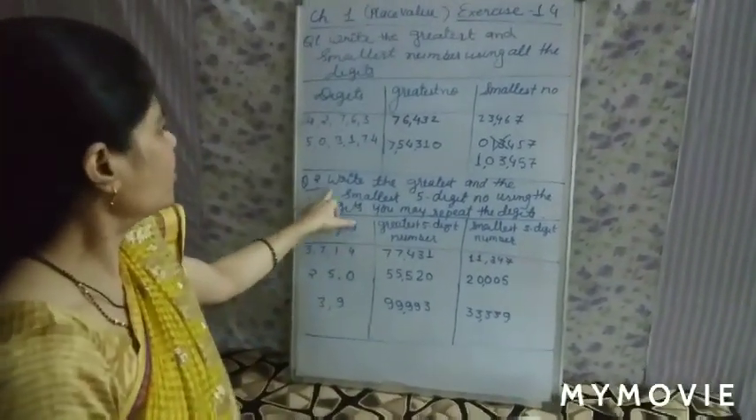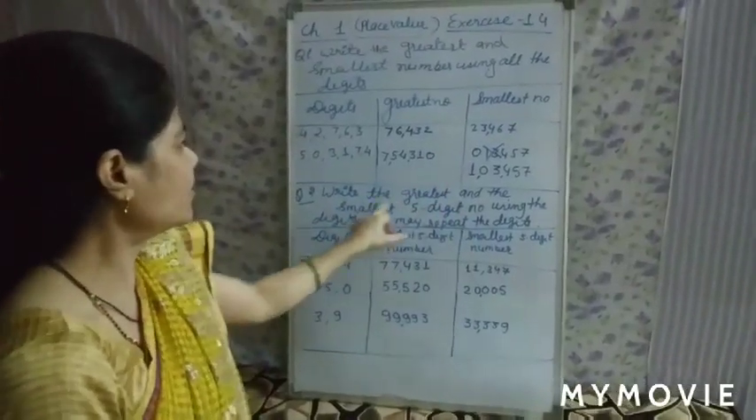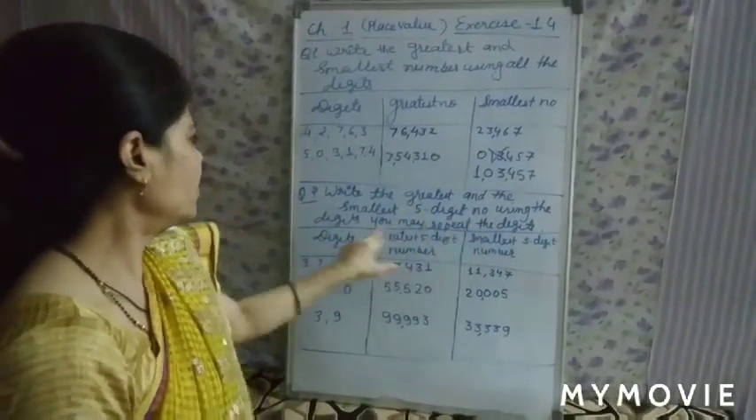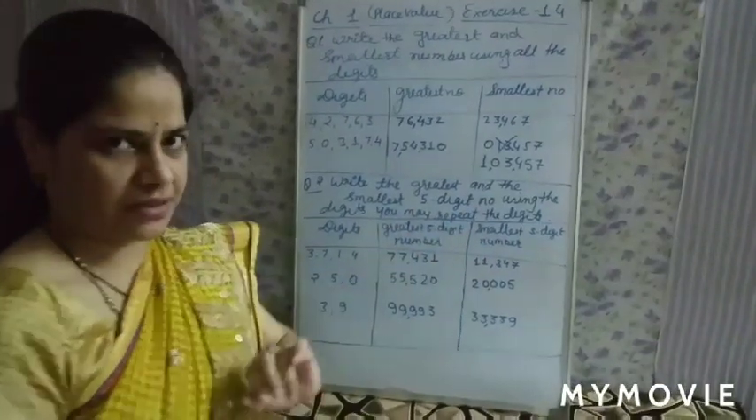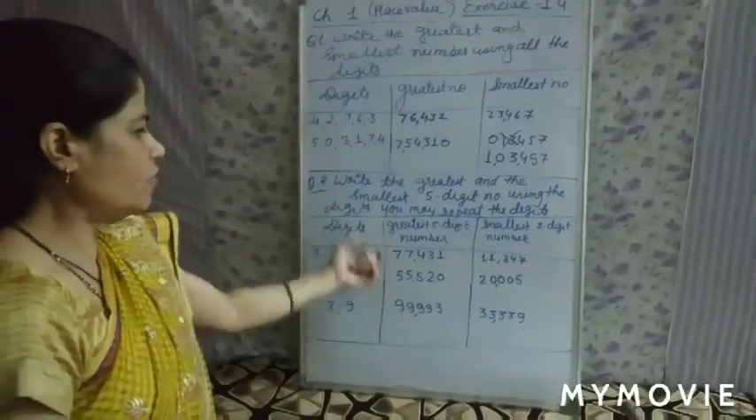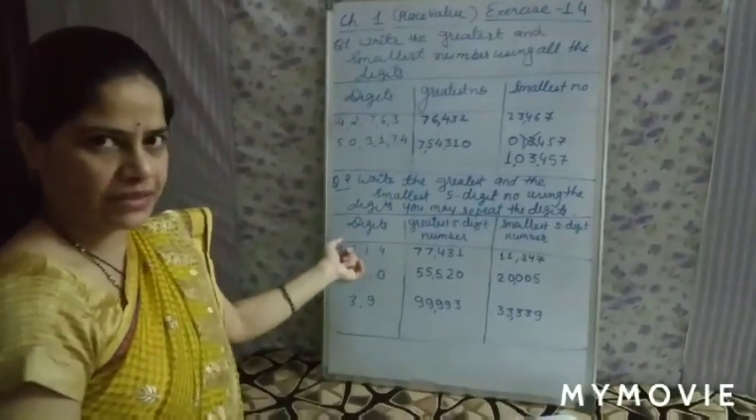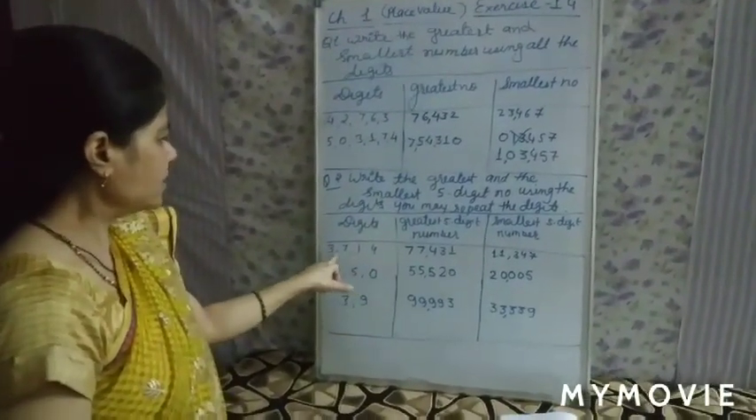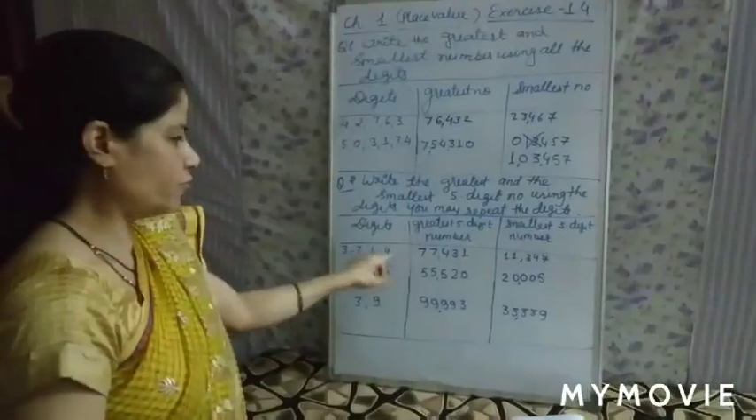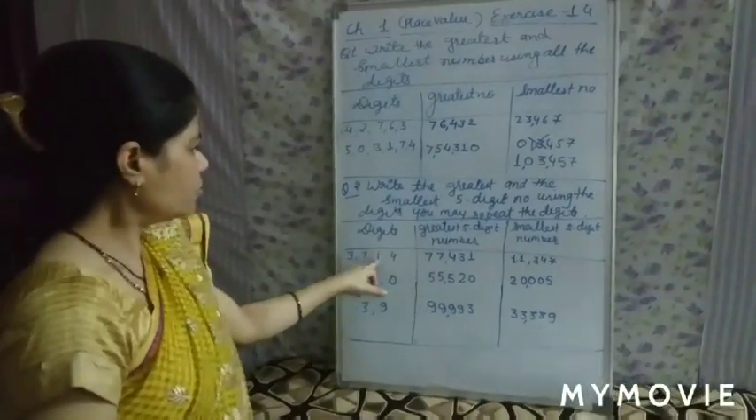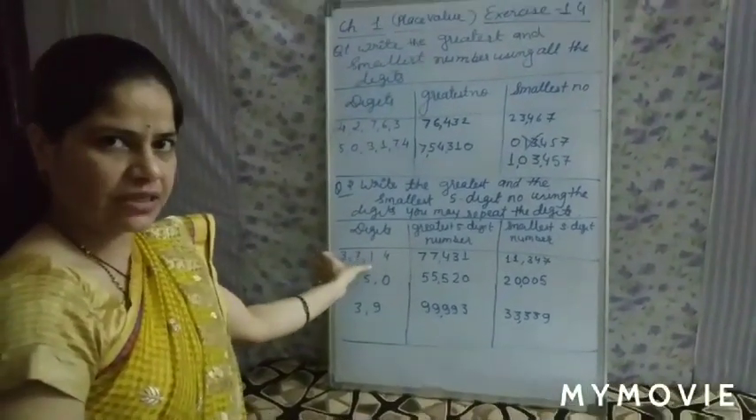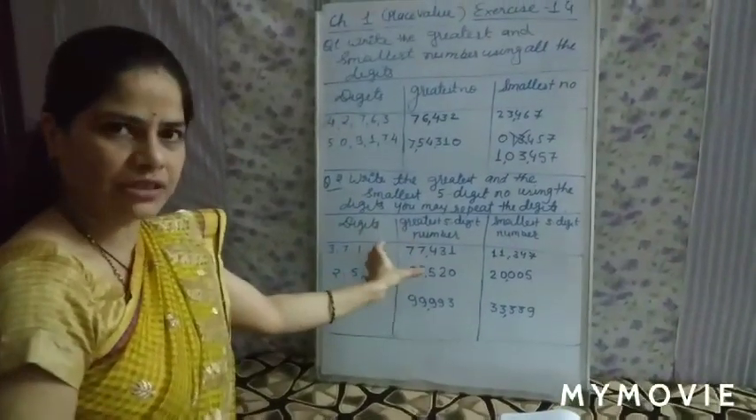Now question number 2 is: write the greatest and the smallest 5-digit number using the digits. You may repeat the digits. Now you have to form a 5-digit number. The number should be 5-digit and you can repeat the digits also. So first digits 3, 7, 1, 4. Okay, 1, 3, 4, 7. Here 4 digits are given and you have to form the 5-digit number.